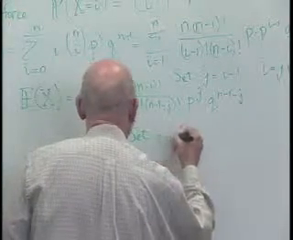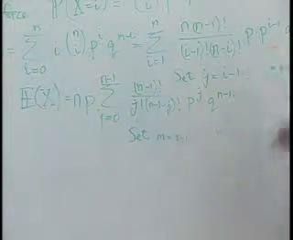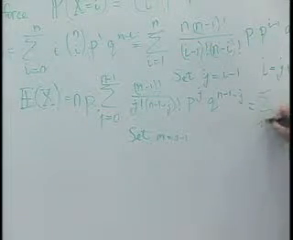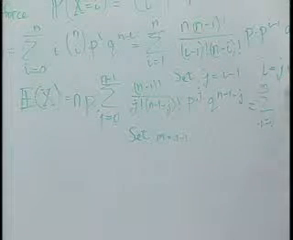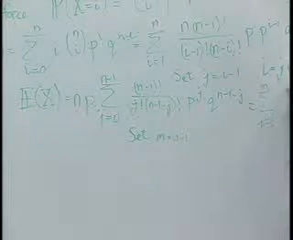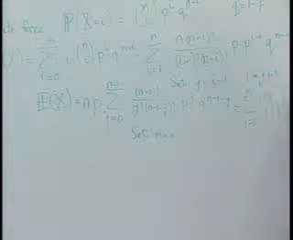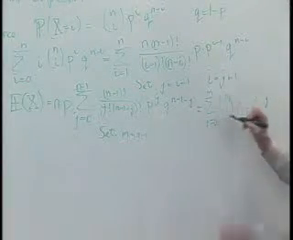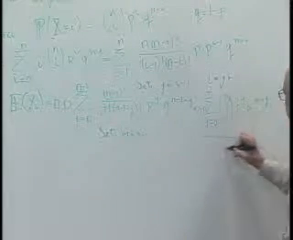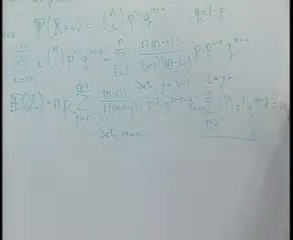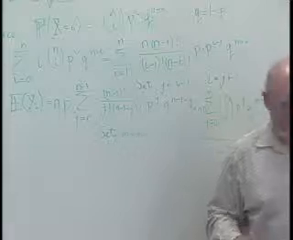I could even set m equal to n minus 1, and then this turns very neatly into the sum from j equals 0 to m of m choose j, p to the j, q to the m minus j, times np, of course. And that's equal to 1. So the answer is np.